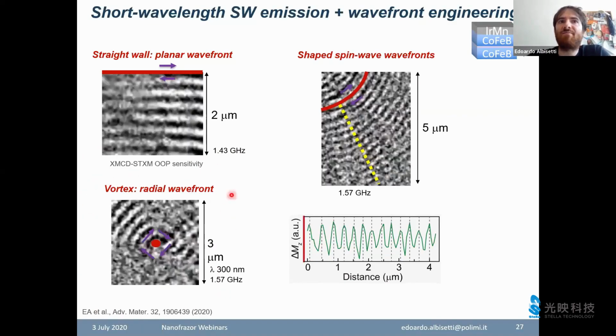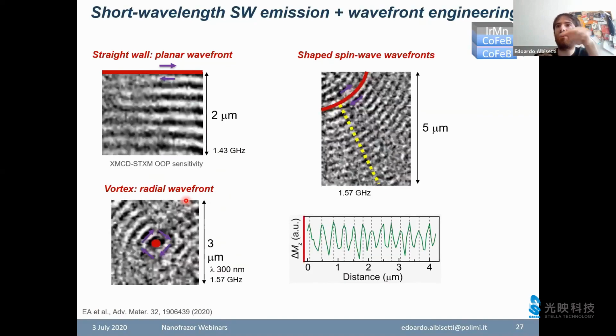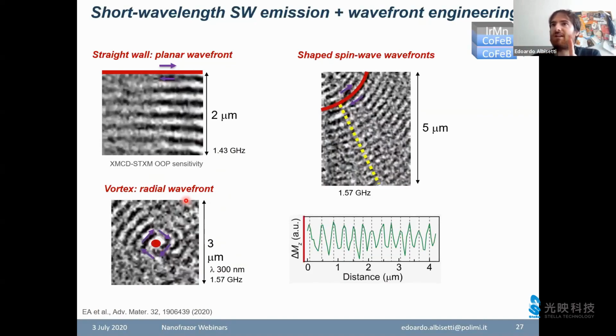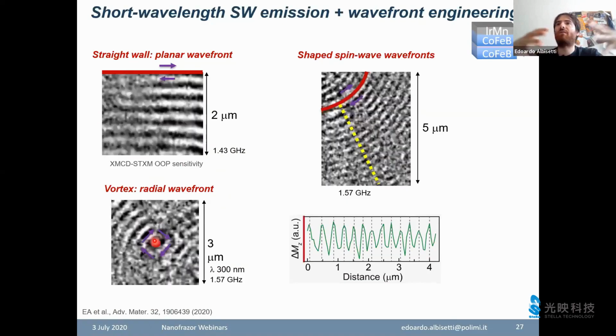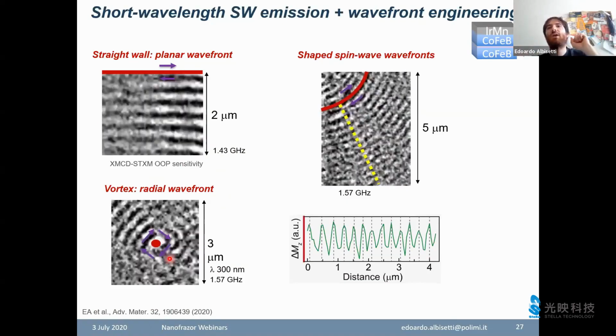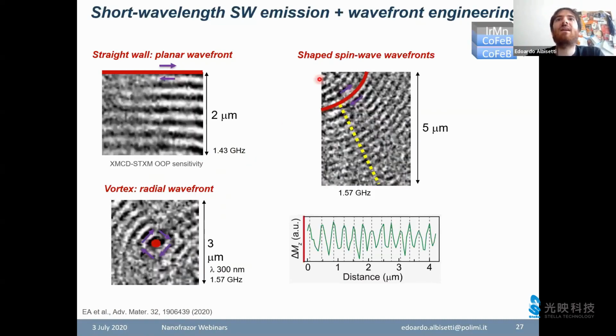If you have a vortex, which is the spin texture that I told you before, basically a whirling of the magnetization around a central point, and you excite this vortex, then you have radial wavefronts that propagate exactly as you would have by launching a stone in a lake, for example.